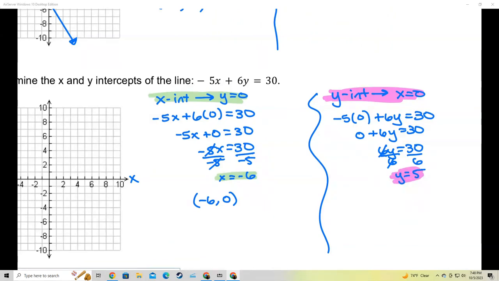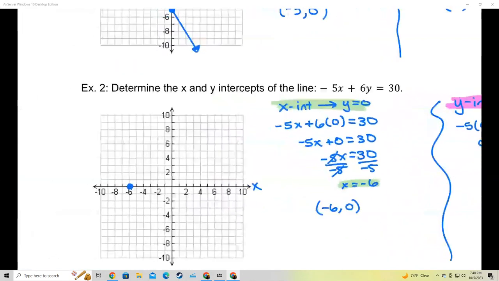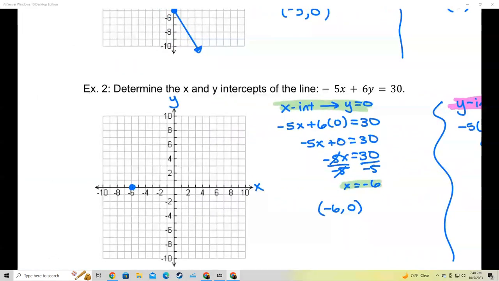So now I can write my coordinate. I'm going to write this as x comma y, but I know my x is 0 and my y is 5. If I did this correctly, 0 comma 5 is my y-intercept. It should be on the y-axis. So let me go ahead and see. This is my y-axis. 0 comma 5 is right here. And sure enough, it does land on it.